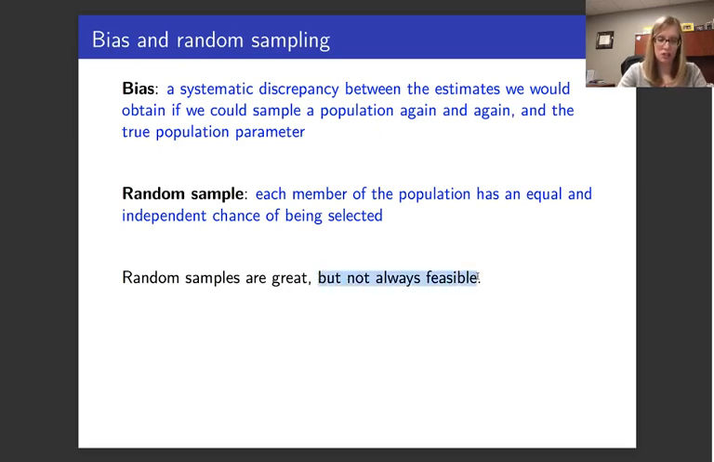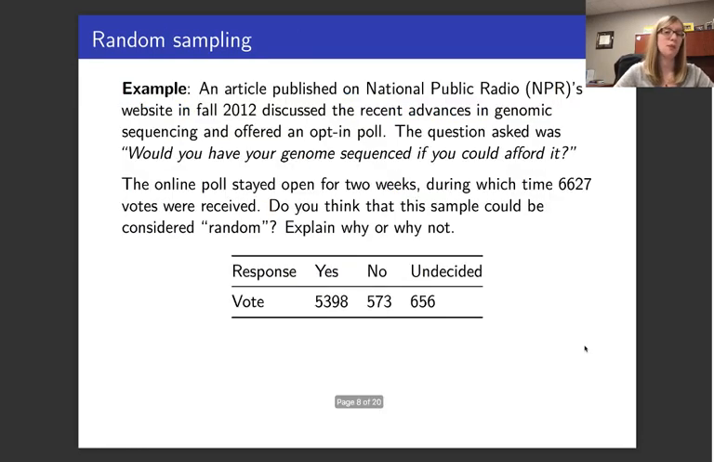There's a catch. Random samples are really, really great, but they're not always feasible. And this is happening for a variety of reasons. There are lots of different scenarios where we cannot actually take a random sample. So here's one example where we may not have a random sample.